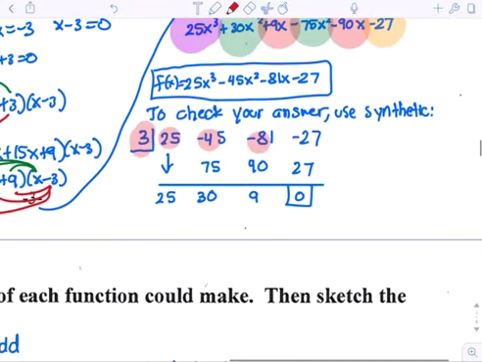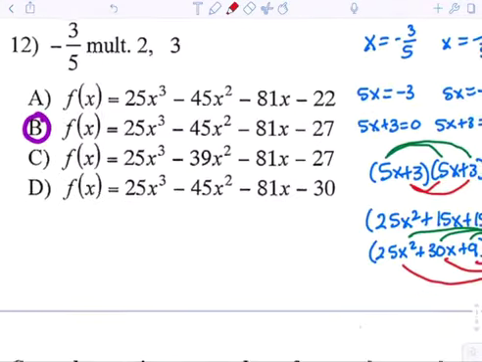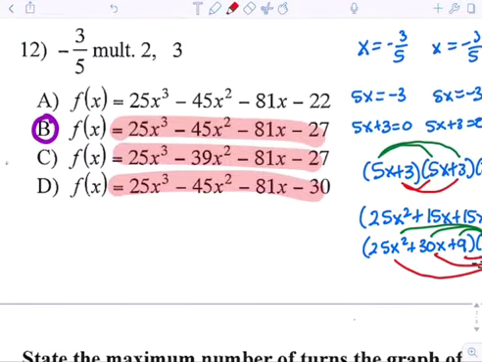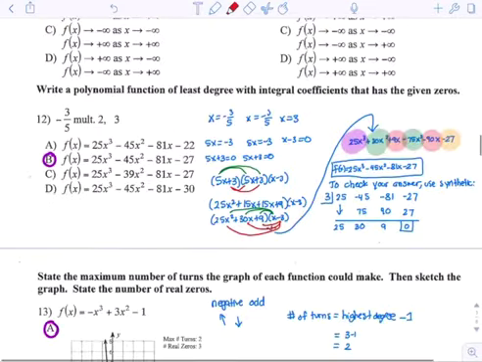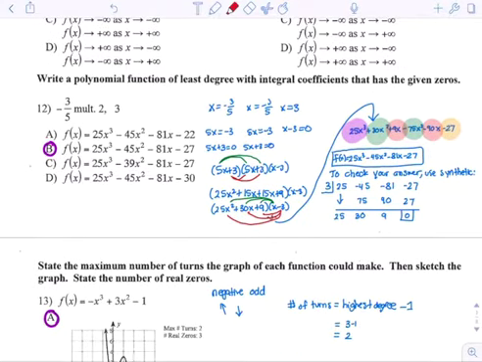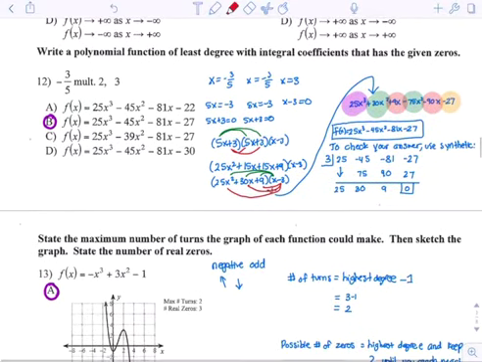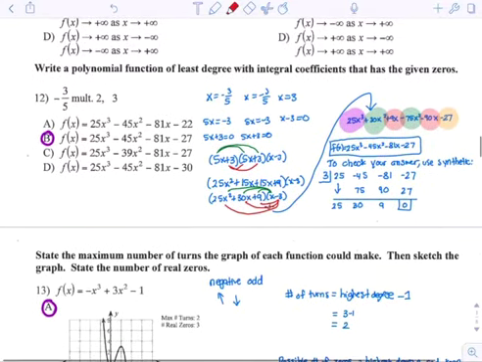So when I tested out and did synthetic division, drop the 25. 25 times 3, 75, add it, 30, 30 times 3, 90, 90 plus negative 81, 9, 9 times 3, 27, 27 plus that is 0. So I know my equation is good. Again, you guys would just guess and check for all of these and see which one 3 would work for using synthetic division. My gosh, I cannot speak. Okay. And of course you could do it for negative 3/5 for fractions for more practice.